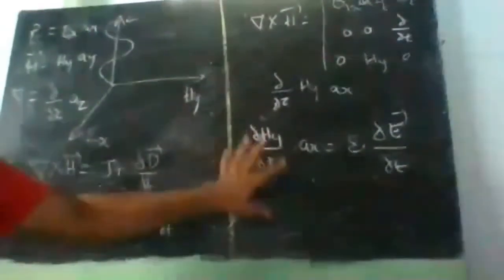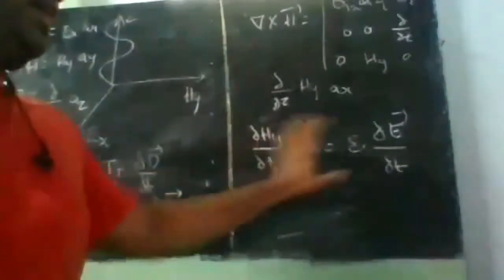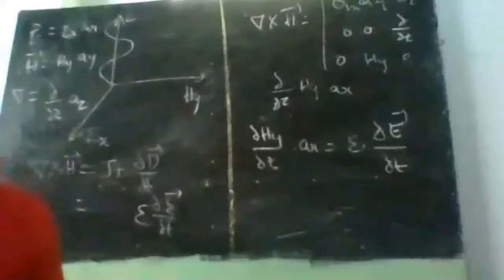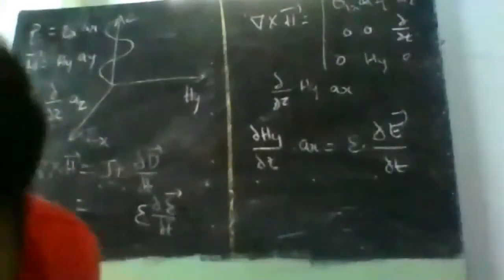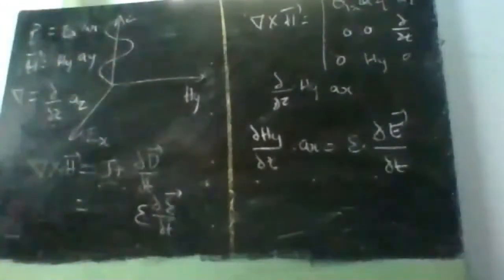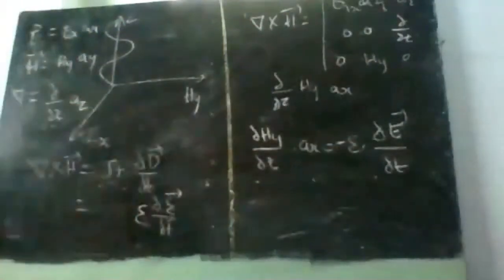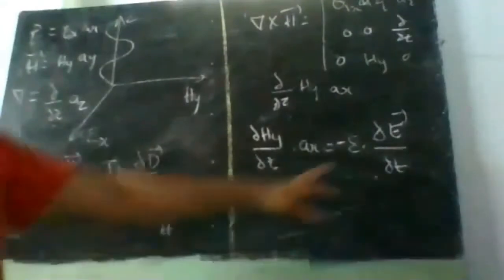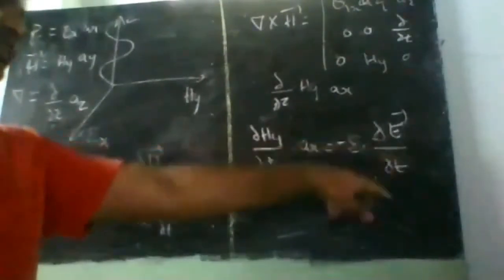So this is the relation between E bar and H bar. Student: Sir, we get negative in the del? Why? Okay, right, I understood. It's a cross product. Because we are taking the second term. So this is minus epsilon into dou E bar by dou t.